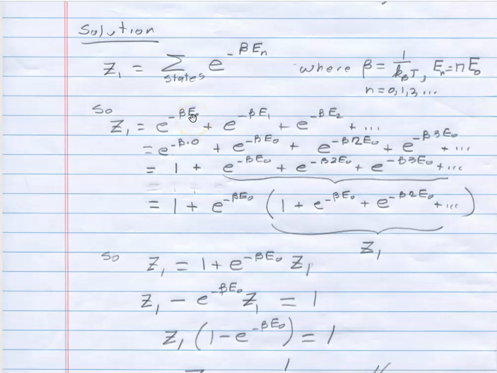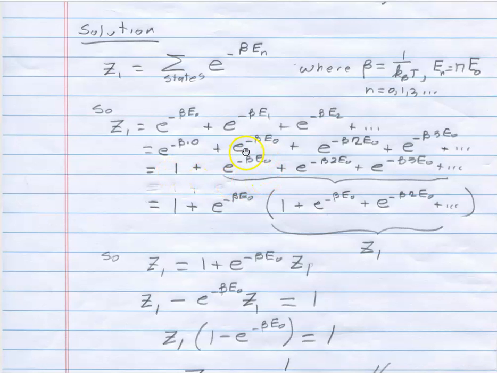Then I plug in what each one of those are. E0 is 0, E1 is just E naught, E2 is 2 E naught, E3 is 3 E naught, and so forth. The very first one is special because it's 0 in the exponent of the exponential, and anything to the 0 power is just 1.